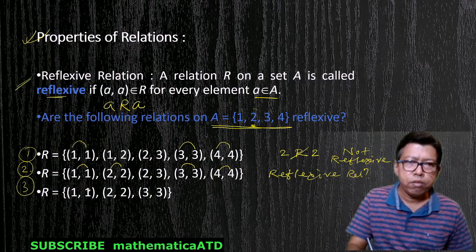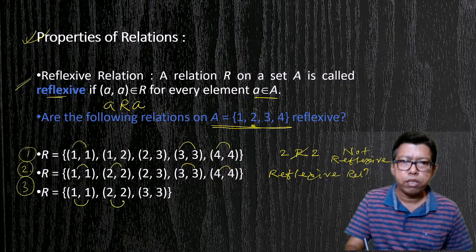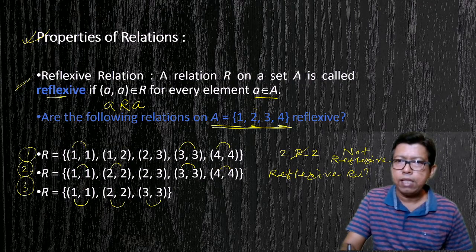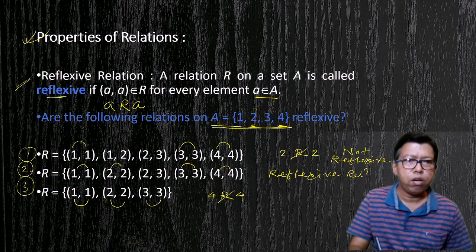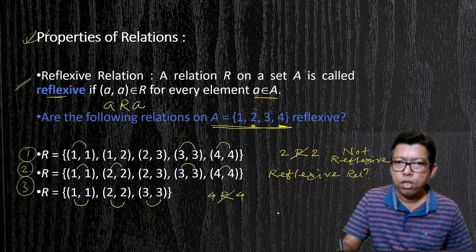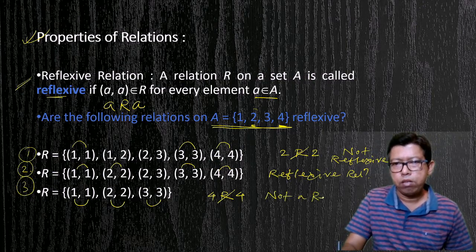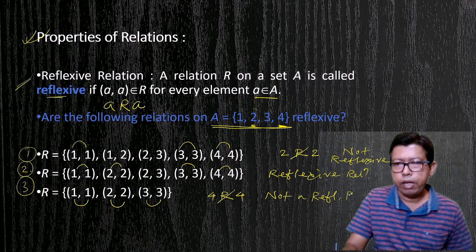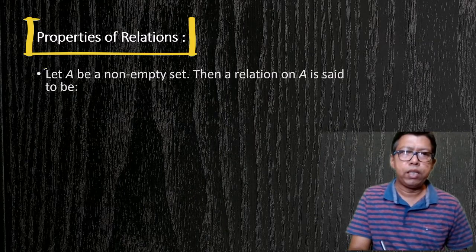And the third one, you see that 1 is related with 1. Okay, fine. 2 is related with 2, that is also fine. 3 is related with 3, but 4 is another element of the set A. Here we find that 4 is not related with 4. That means (4, 4) is not an element of the relation R. For this, this is not a reflexive relation. Okay, very simple.